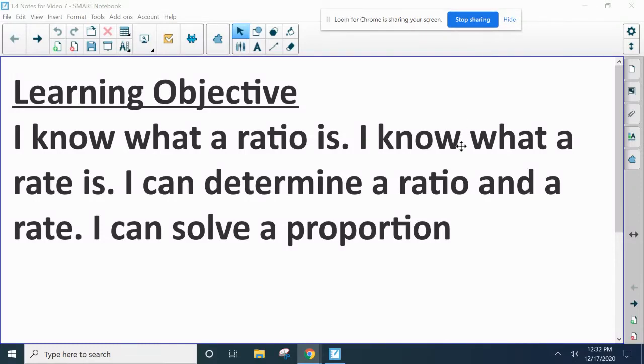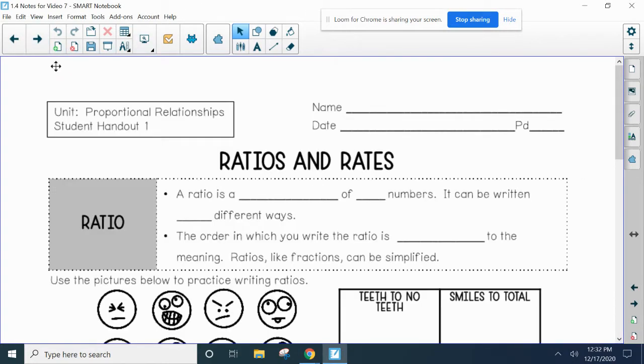All right, so today our objective is that you know what a ratio is, what a rate is. You can determine a ratio and a rate, and you can solve a proportion. So today starts our chapter on proportional relationships. So today we're talking about ratio and rates.